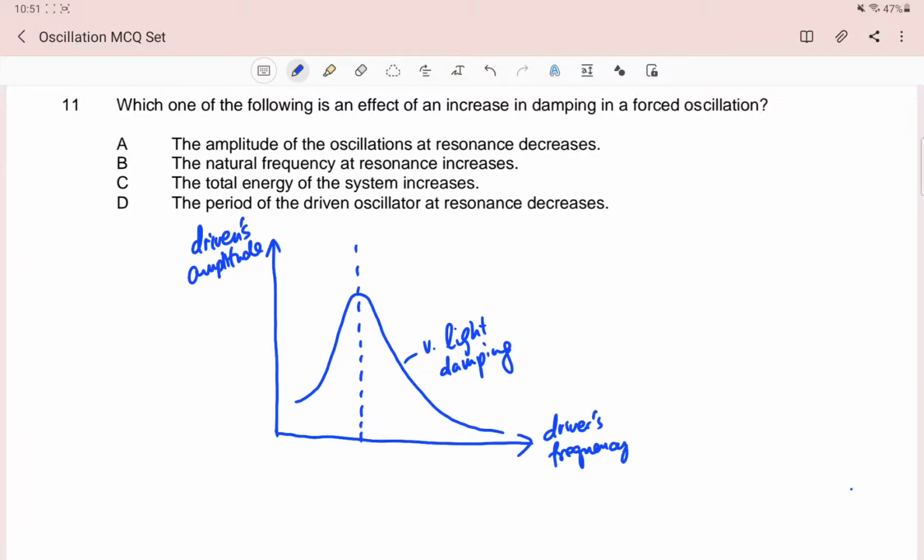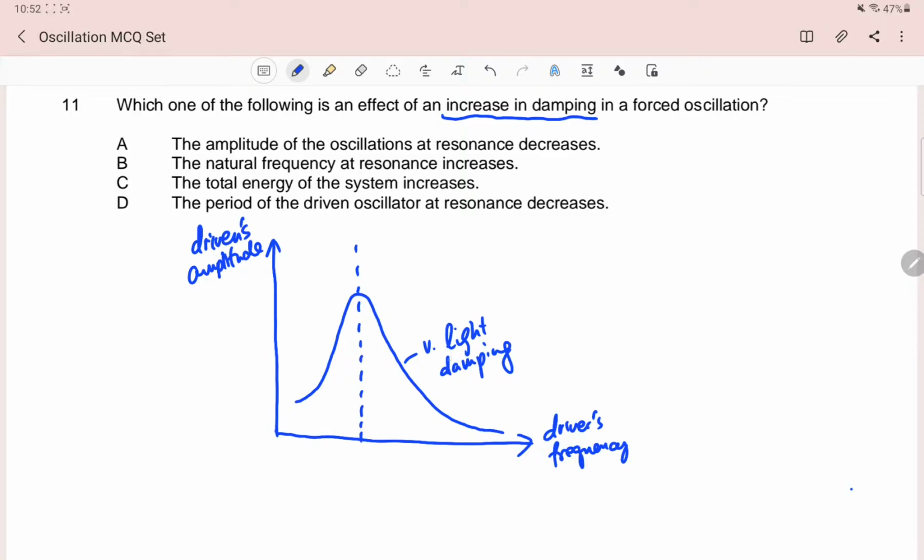Question 11, we are talking about what happens when there's an increase in damping in a forced oscillation. You may be interested to see that the wording here is actually an increase in damping, rather than the effect of the presence of damping. Because the usual graph that we see, which is what I've drawn here, already has damping.